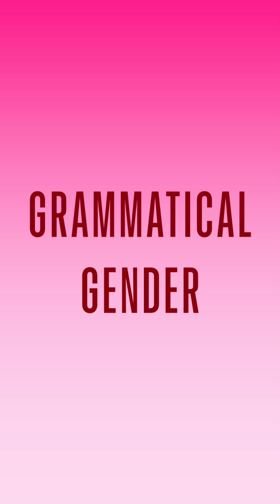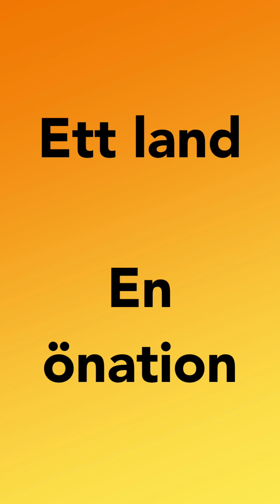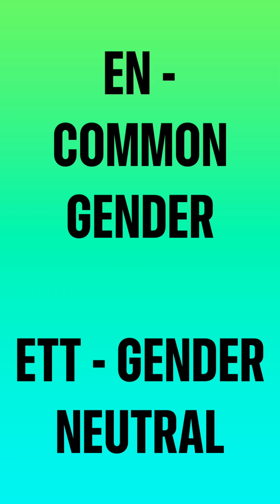Here it's also relevant to mention another key difference between English and Swedish, and that's that Swedish has grammatical gender for nouns. Using the previous example, land, you always have to say ett land, because land is a gender-neutral noun, while önation is always en önation, because önation is always common gender. Just remember that en words are common gender nouns, while ett words are gender-neutral nouns, meaning that they have no gender, they're not male or female.